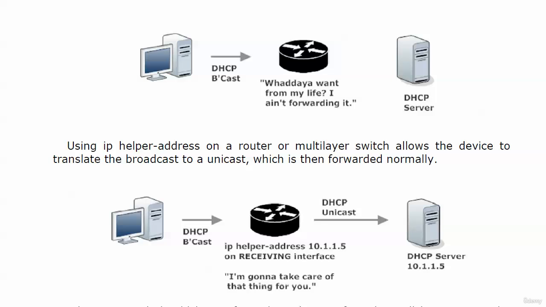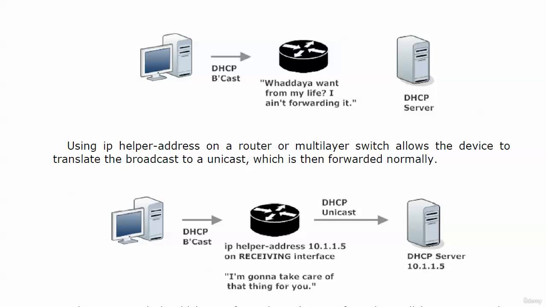That's not what I do. So the DHCP server's on the other side of the router. It can't get that broadcast. We can't even begin to get that host an IP address. Now, using ip helper-address, the command that is, on a router or a multilayer switch in the right location allows the device to translate that broadcast to a unicast.